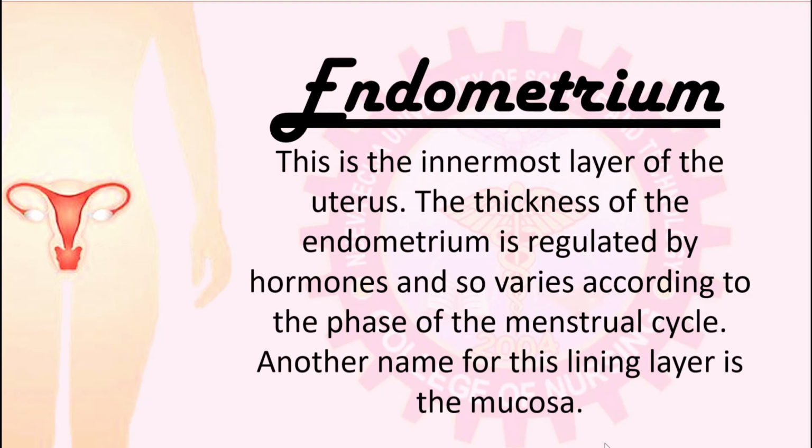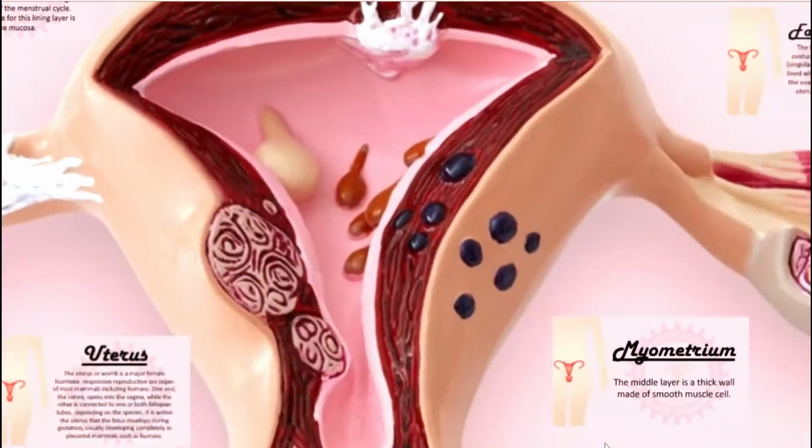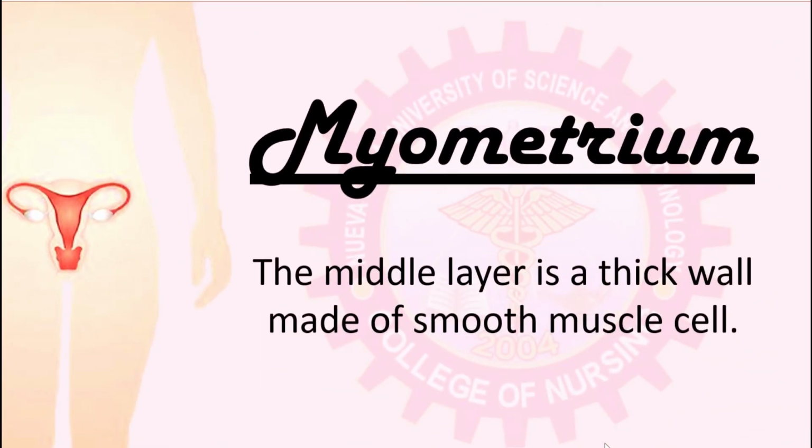For the endometrium, this is the innermost layer of the uterus. The thickness of the endometrium is regulated by hormones and so varies according to the phase of the menstrual cycle. Another name for this lining layer is the mucosa. Myometrium. The middle layer is a thick wall made of smooth muscle cells.